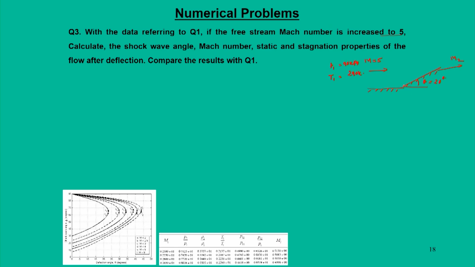So, obviously, there will be an oblique shock, for which the shock wave angle will be beta. Here the catch is that we are increasing the Mach number from 3 to 5. So, from this theta beta M curve, we have to look for Mach number of 5, that is curve E, and theta is equal to 20 degree.